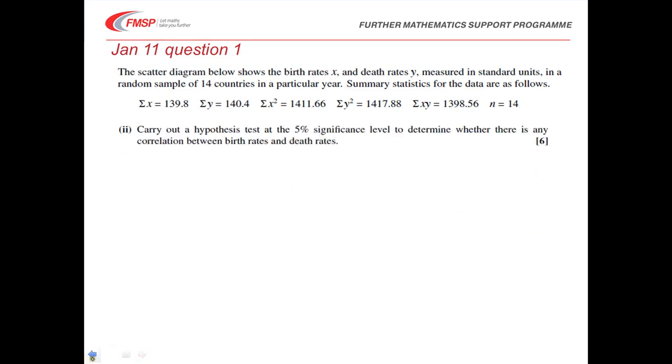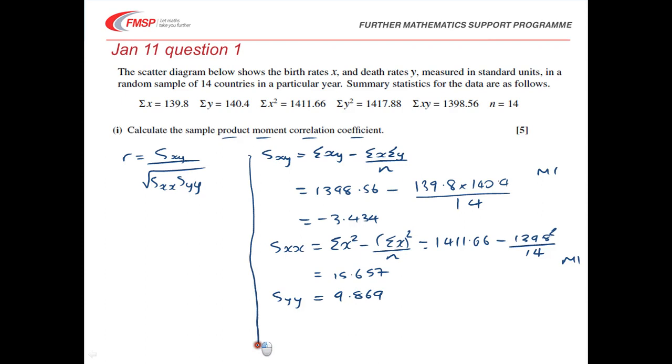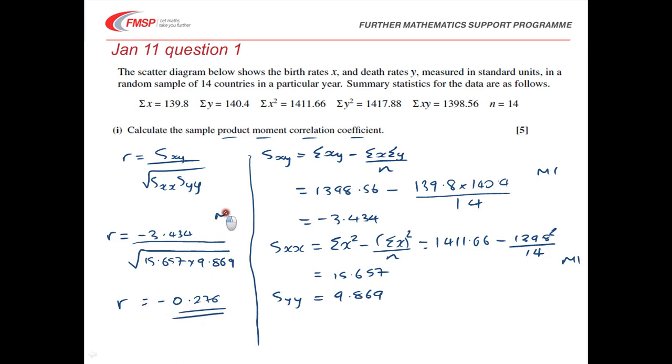Okay, and then we can calculate r. So put in the numbers in the correct place: minus 3.434 divided by the square root of the product of those two things, 15.657 times 9.869, and that gets you an r value of minus 0.276. Okay, so you get a method mark here for using the formula and an accuracy mark for getting the correct answer at the end. So it's quite pleasant. As I say, you can do all of this using covariance and root mean squared deviations, but this is the more standard way of doing it, so that's what we expect.